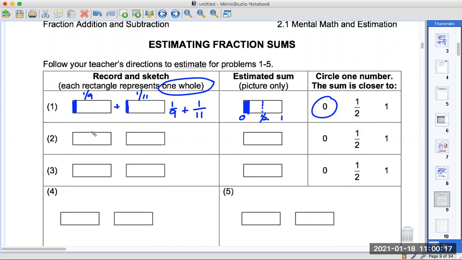Okay, next one is 1/15 plus 5/11. Notice not the same denominator. So 1/15 is a very tiny part, very, very tiny, but 5 out of 11 parts is, so you have to draw 5 of these. So my estimate is that it comes to about here. It's a little less than 1. No, it's less than 1/2.